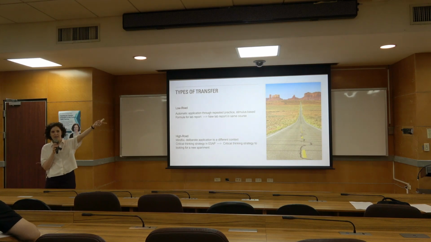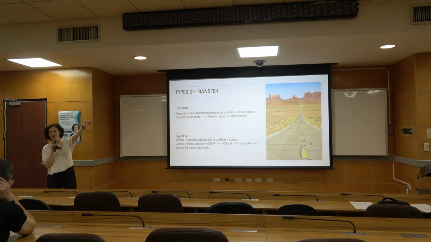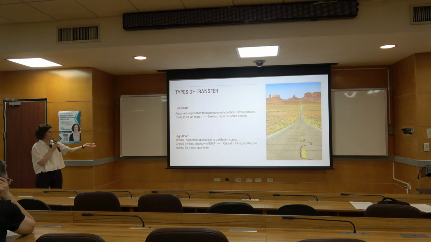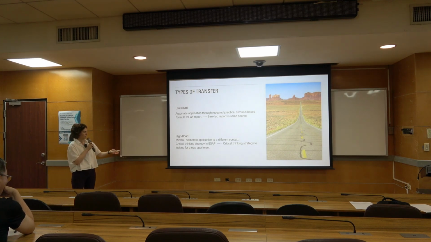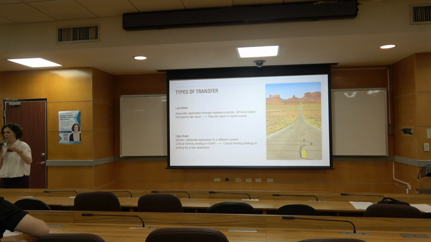Now, to do that, it might take effort. It might not be automatic. Now, some of it might be, but some of it might not be. That's an example of where you can see it's both far, and if they're going to do it, they're going to have to take some effort to do it. So it's also high road. Something like critical thinking strategies in an English for a specific academic purpose class, and then applying those critical thinking strategies intentionally to something totally unrelated to their university courses, like looking for an apartment. That might be high road.